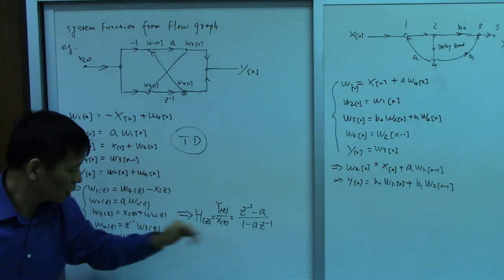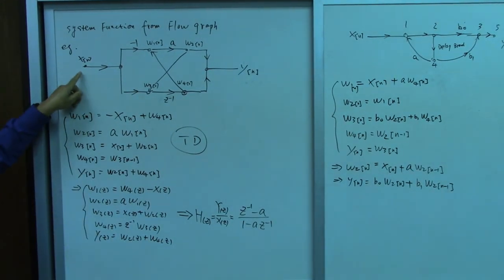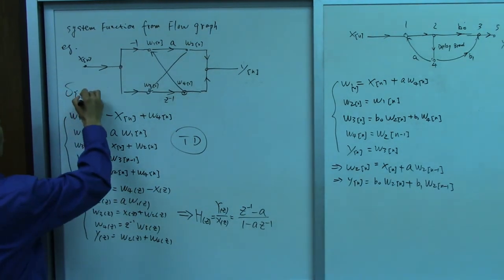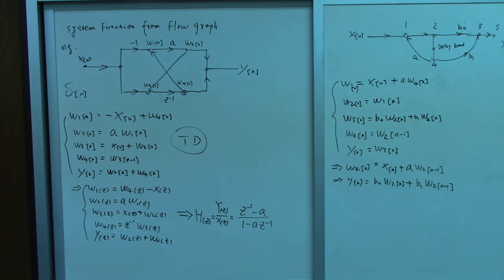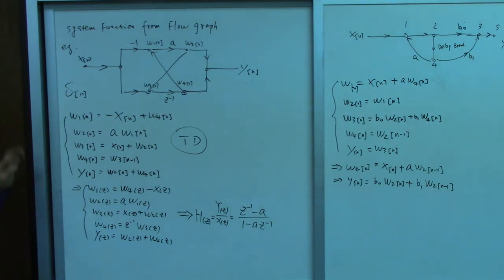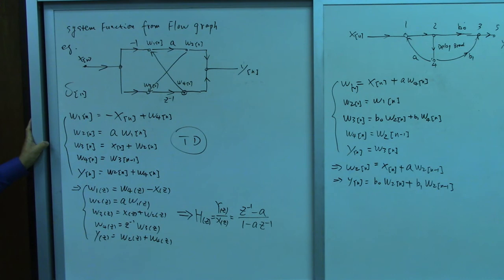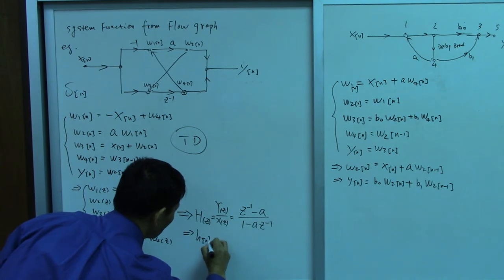Alright, this is the system function. So the next question is, what is the impulse response? Impulse response means if the input is an impulse, just only equals this, what is the output? We just need to take the inverse z transform from here. Can you do that? Okay, I don't think you need to do anything other than tell me directly what this inverse is. Okay, so here, h[n] equals what?